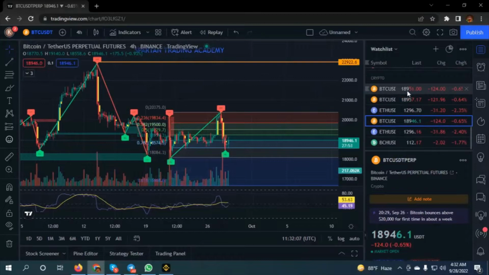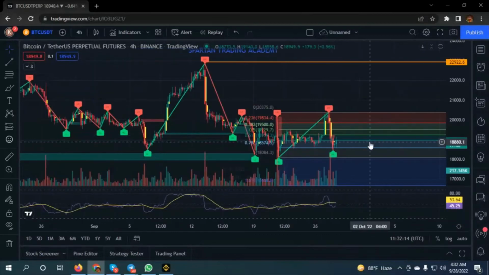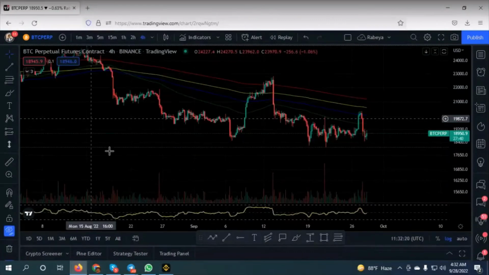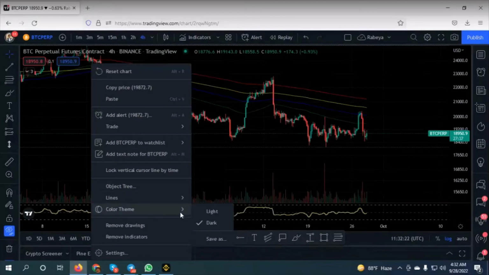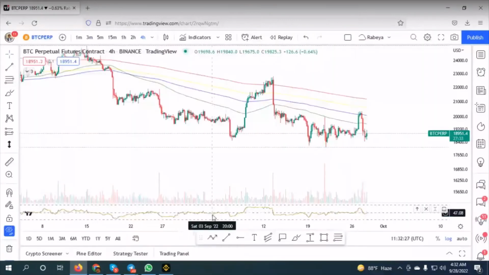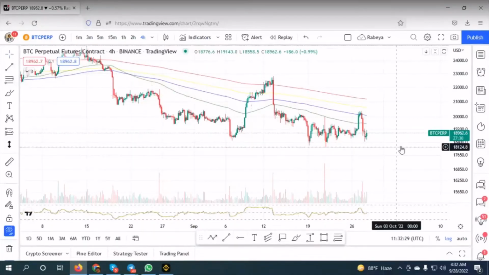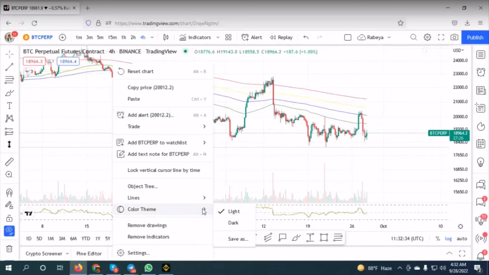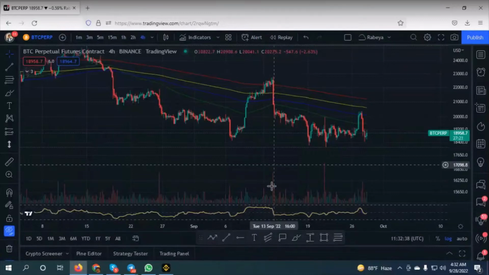And we can see now in our crypto market, lots of coins are red. So this time we have to play at a very crucial time. You can see the fresh market, and we change the color theme, click light. This is light, but I don't like this view, so I always make videos in dark mode. This is the dark mode.